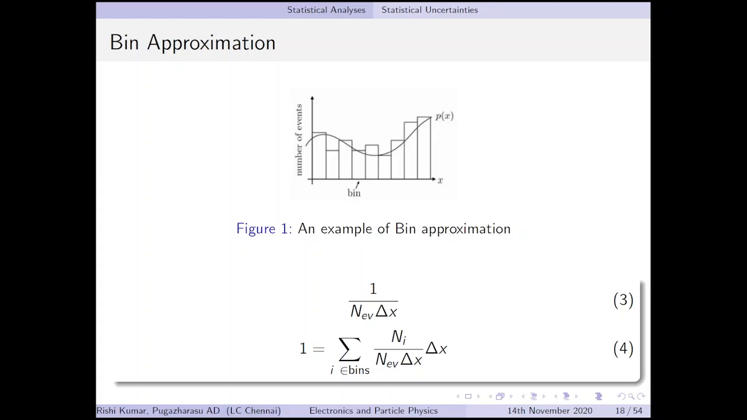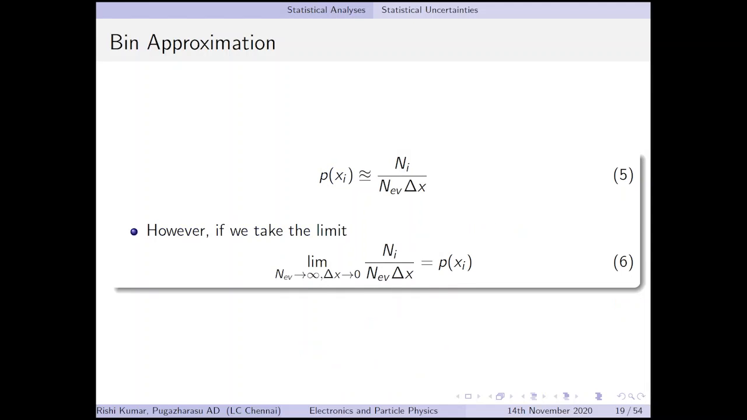So we use a very efficient method called the bin approximation. What do we essentially do? We create a histogram of our number of events, and then we use this curve fitting, which is called the bin approximation, to construct a line graph or a continuous function from these bins. We can see here how we construct our bins. NEV is the number of events, and delta X is our interval between them. And then this is just a summation. The normalization condition here is that all of them must be equal to 1.